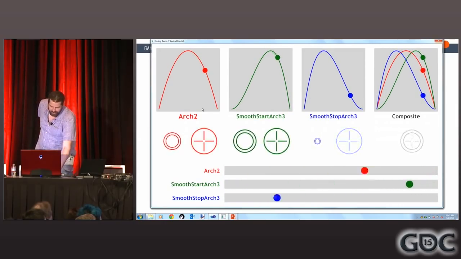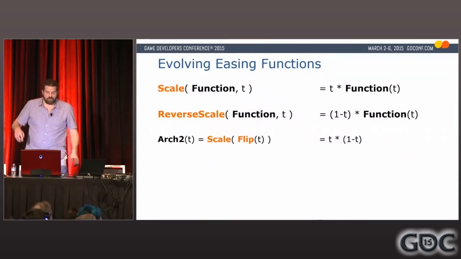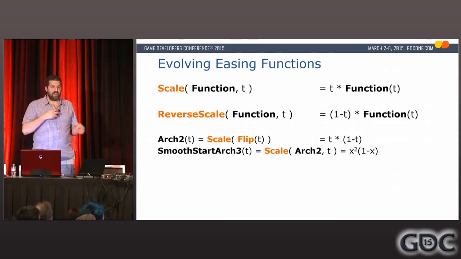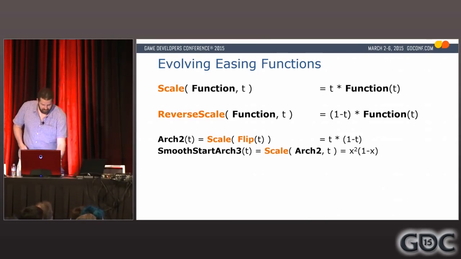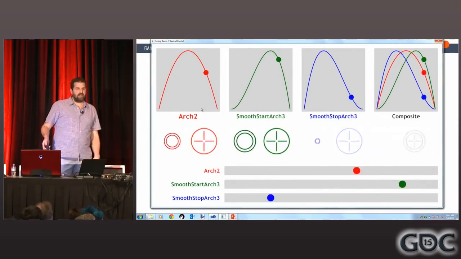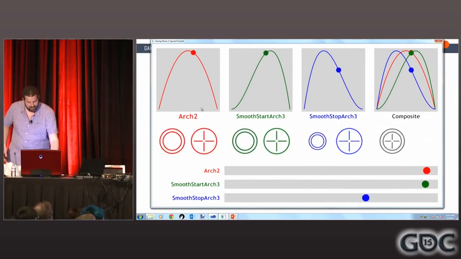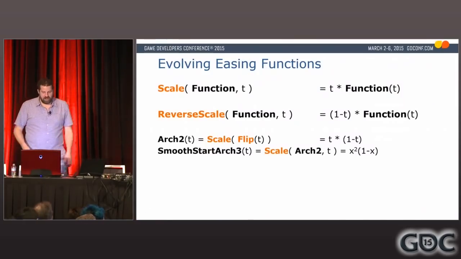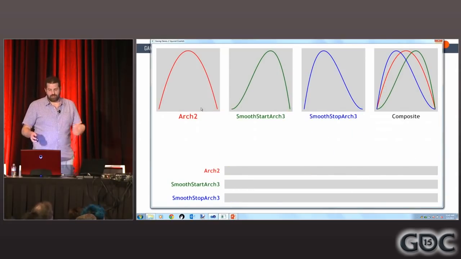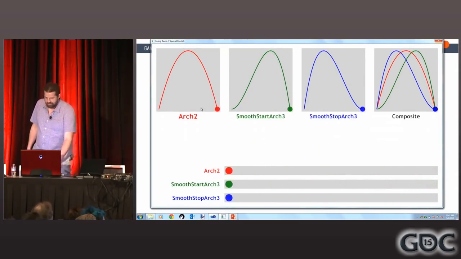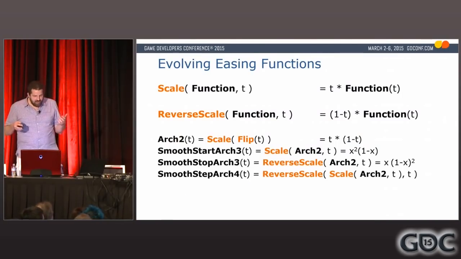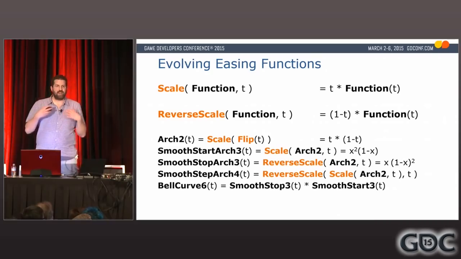And see, the red ball goes out and back, right? And I can go further with that. I can take that and scale it with t, so there's an extra sort of smooth startness to it. And that's this green one, where it's kind of like smoothing in from the left, a lopsided thing. Or I could reverse scale the arch again, and now it's coming in and it's biased from the other side. I could reverse scale the scale of the arch. I can smooth stop times smooth start.